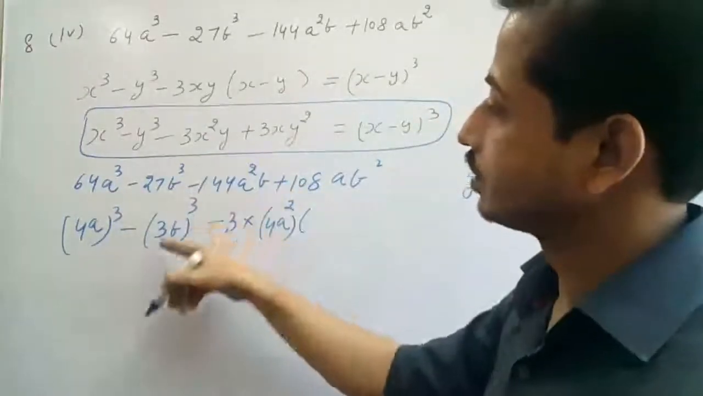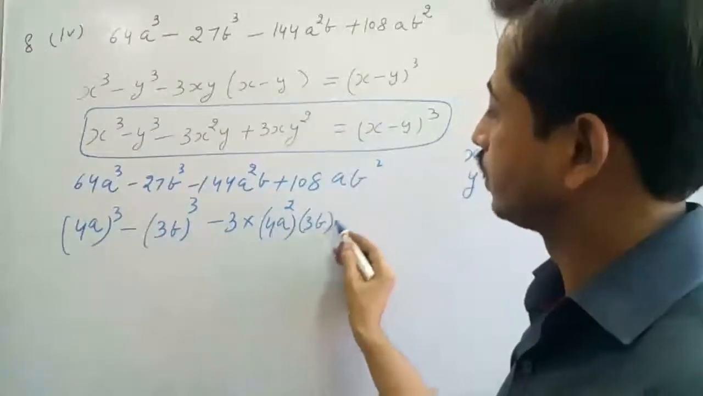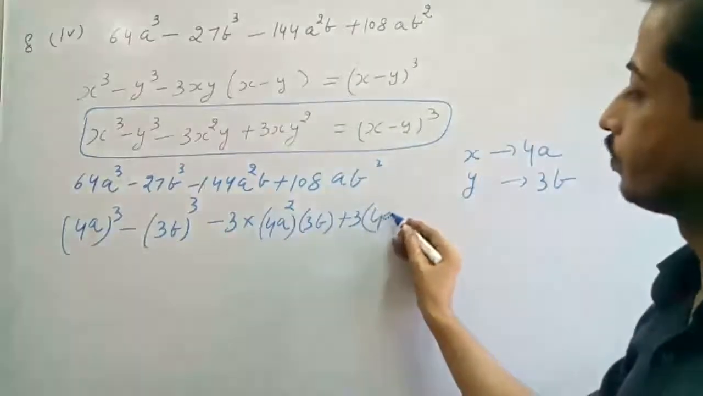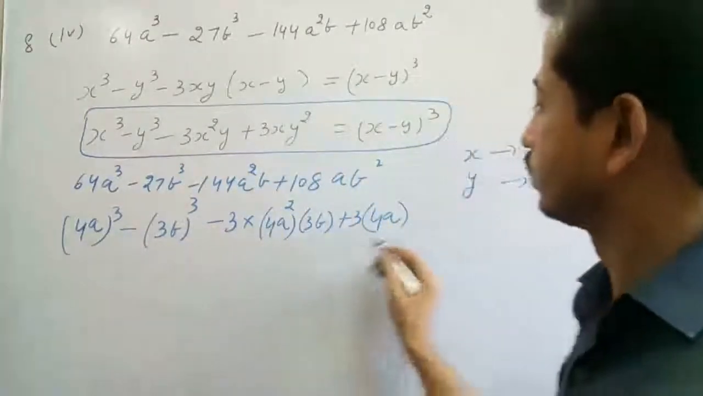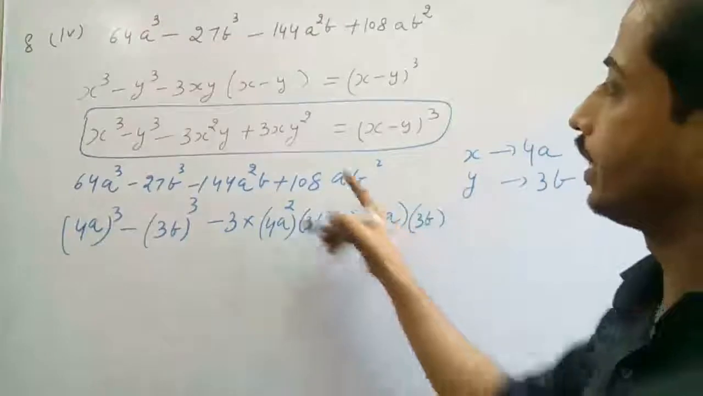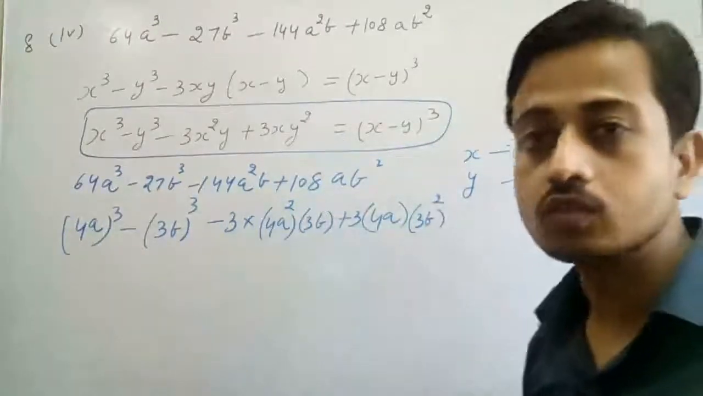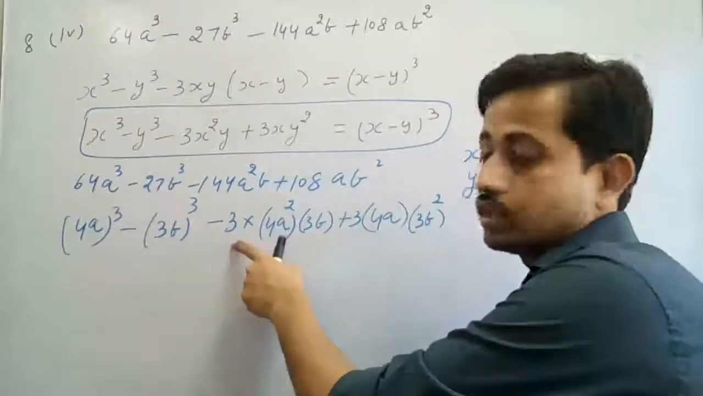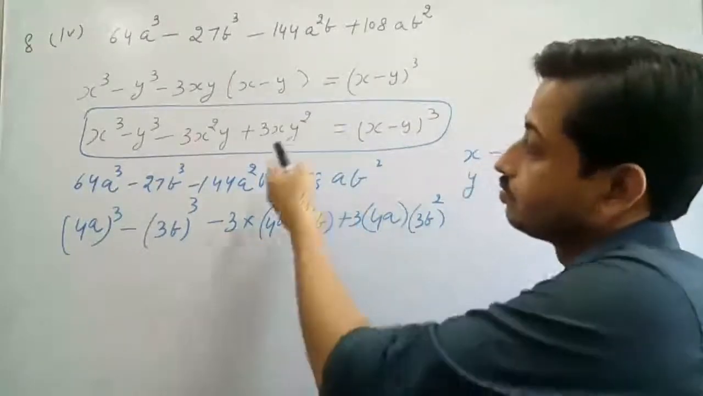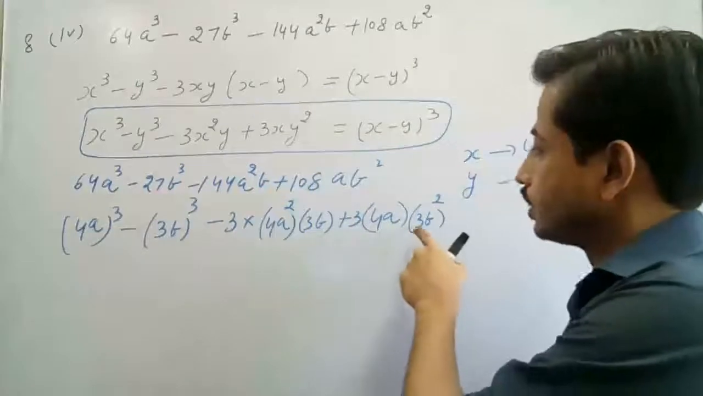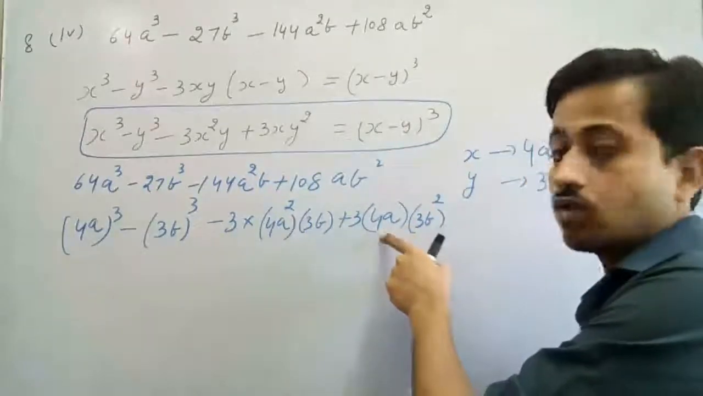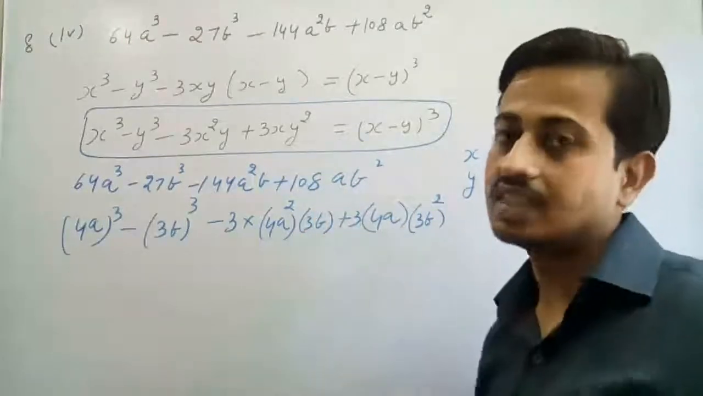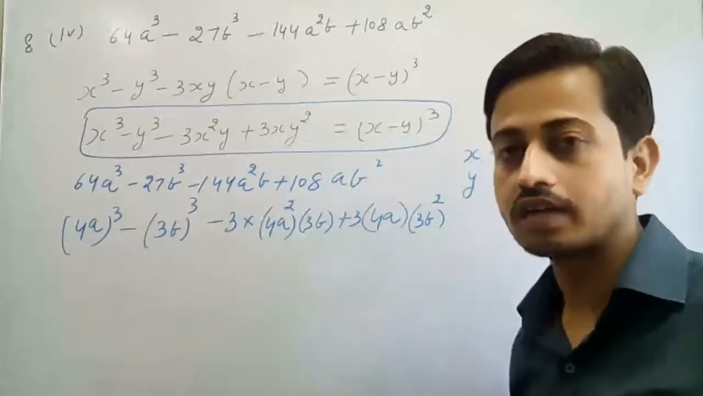B by is 3b. Now plus 3 into x is again 4a, and y is what? 3b, and in terms of square, so I am writing as square. Now solve. 4 square is 16. 16 into 3, 48. 48 into 3, we get 144. Now 3 square is 9. 9 into 4, 36. 36 into 3, 108. So we get the same term, so our answer is very correct.